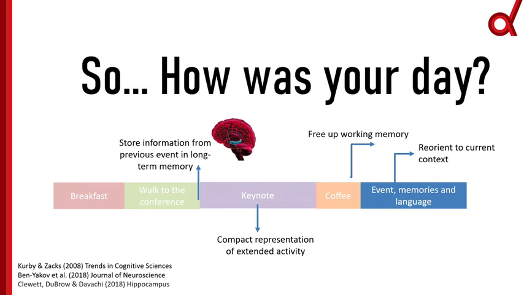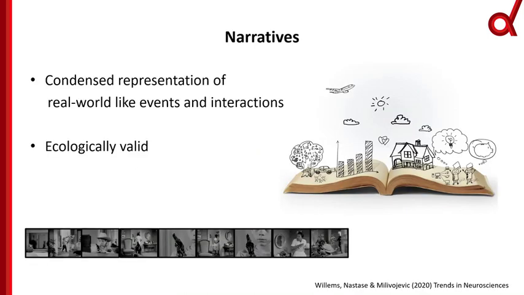I'm interested in studying the neural mechanisms that underlie event segmentation. The question is, how do we study this in the lab? One tool we can use is narratives. Narratives are condensed representations of real-world-like events and interactions. They have very high ecological validity, not only because they represent things in the real world, but also because we are used to engaging with narratives like movies, audiobooks, or stories.